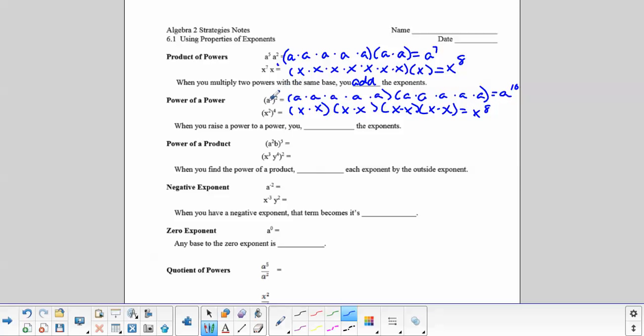So if I have 5 and 2, it gives me 10. I have 2 and 4, it gives me 8. Then your rule is to multiply the exponents.